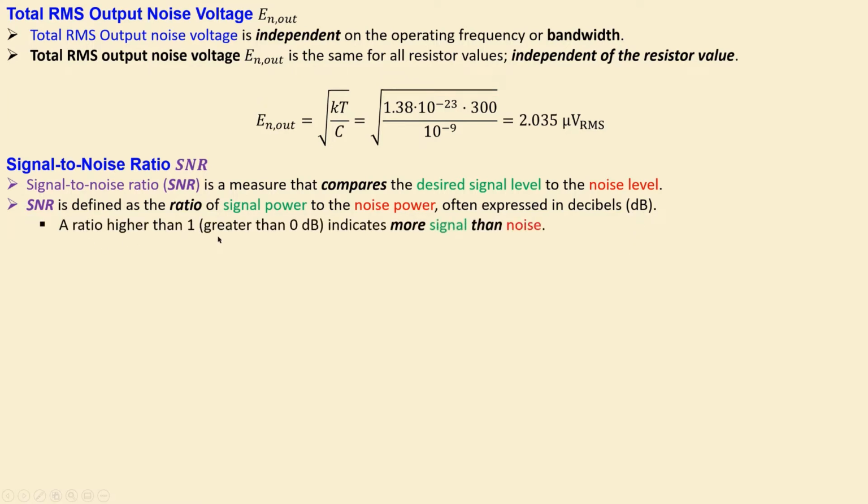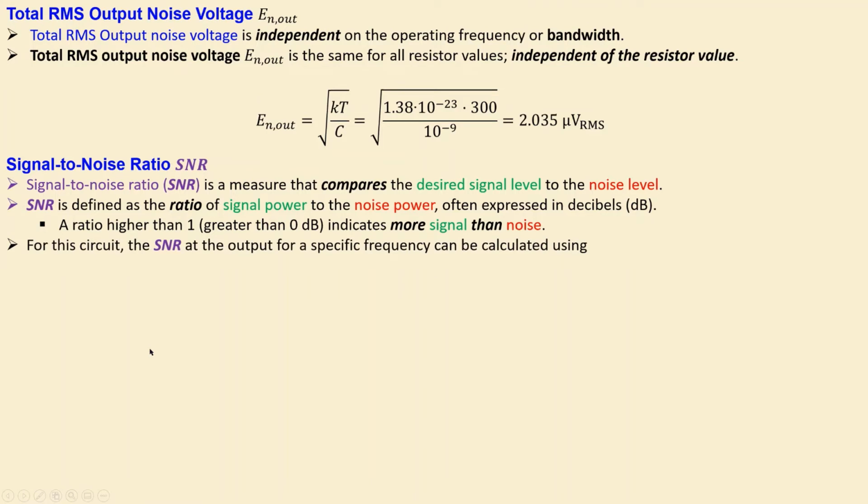Now if the ratio is larger than 1, it means you have more than 0 dB, and it indicates that you have more signal than noise. But if you have more noise than signal, then you have a ratio between 0 and 1, for example 0.5. Then you will have a negative value in dB. That indicates that you have more noise than signal, which is of course not what we want. We would like to have more signal than noise, and we actually want to increase our SNR level.